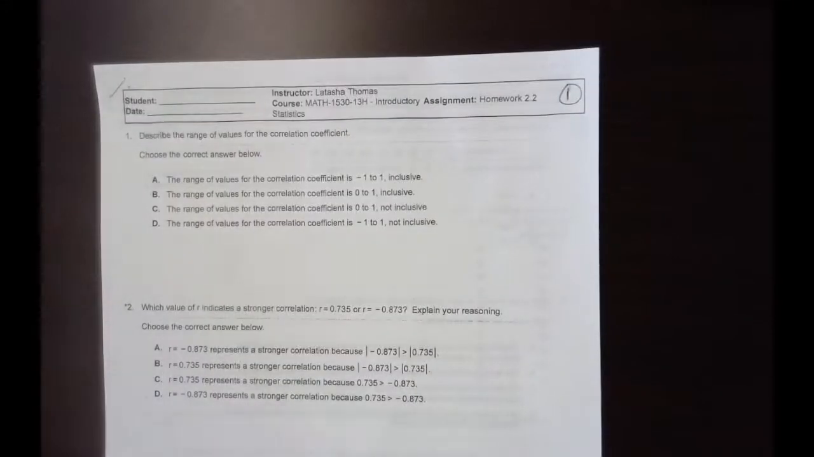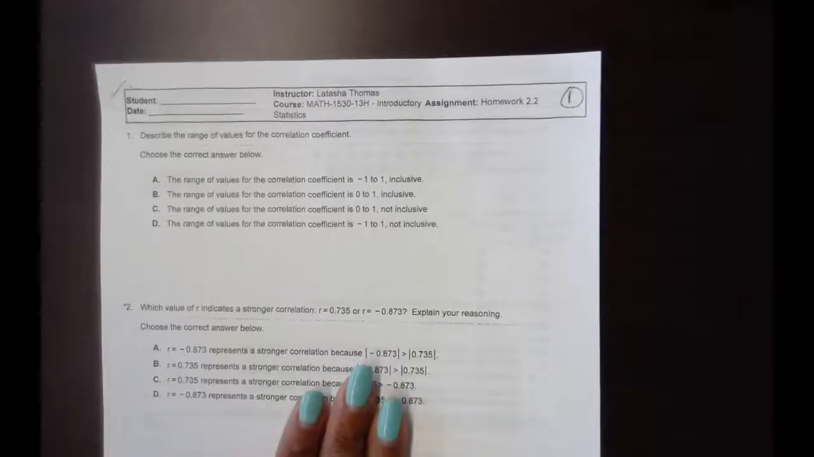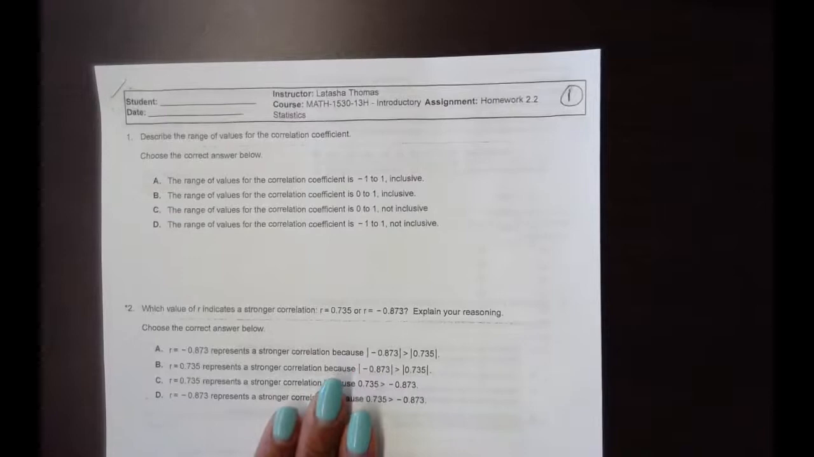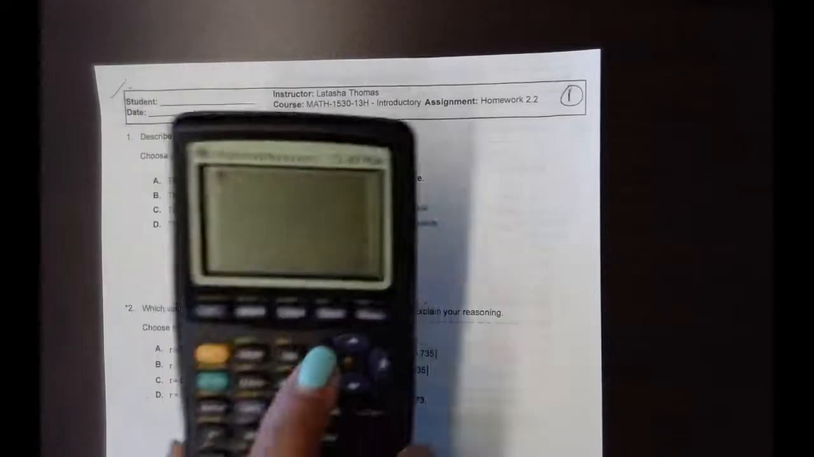Alright everyone, this is section 2.2 from our homework. This is Math 1530, and you should have this in your possession. This is what I gave at the conclusion of our class this past Thursday, June 2nd. So everyone should have this set of notes. I want to start off with your calculator.